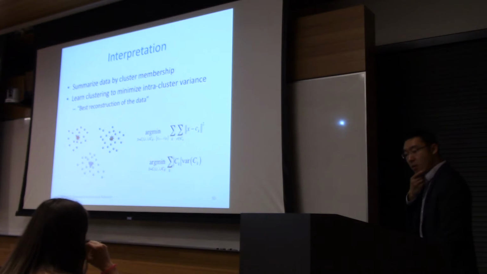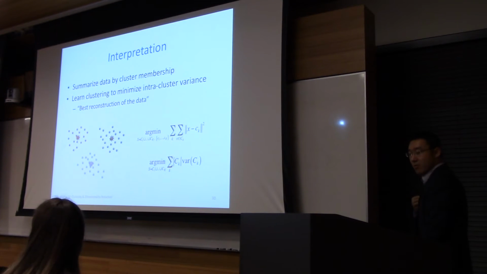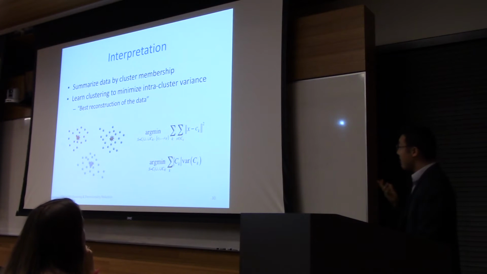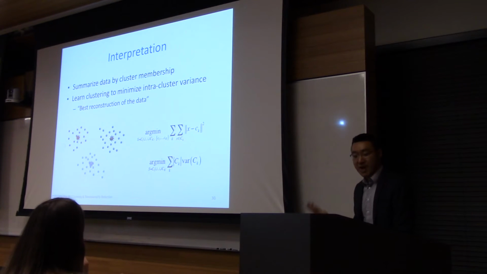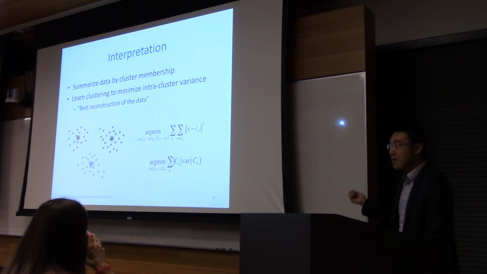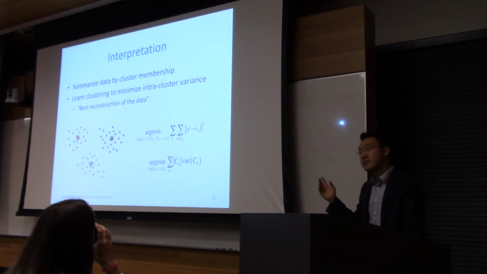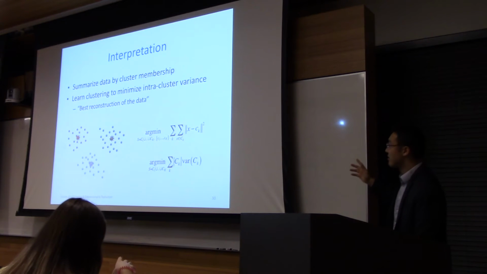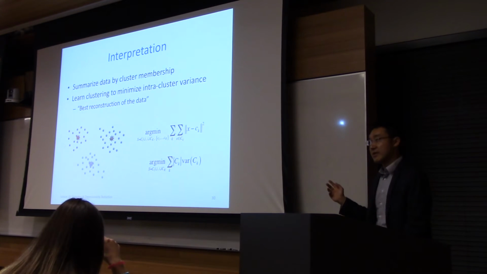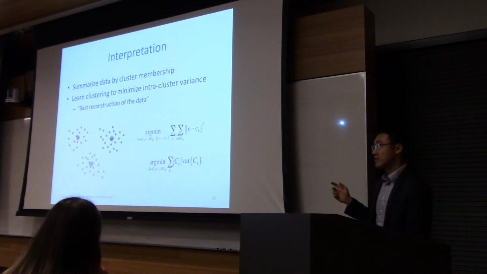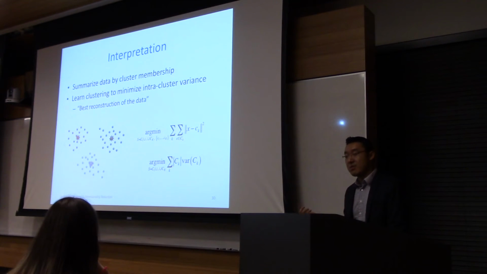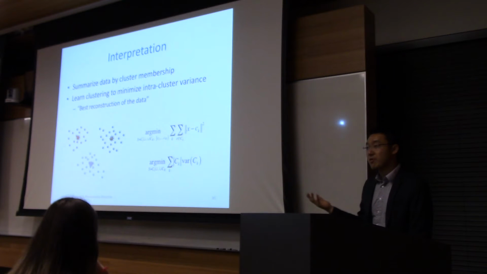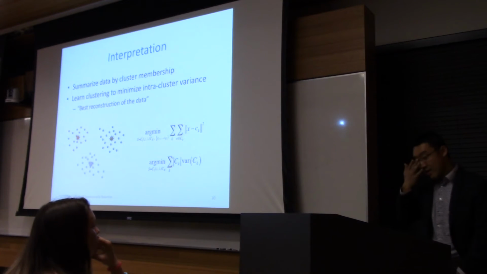Okay, so one way to interpret what's happening here is that we are summarizing the data by cluster membership, right? Every data point, which could live in a 1,000-dimensional space, here it's 2, but in general it's high dimensional, now lives in a 3-dimensional space in this example, right? Where the 3 dimensions are the cluster membership. So we've reduced a high-dimensional data point down to its cluster membership.